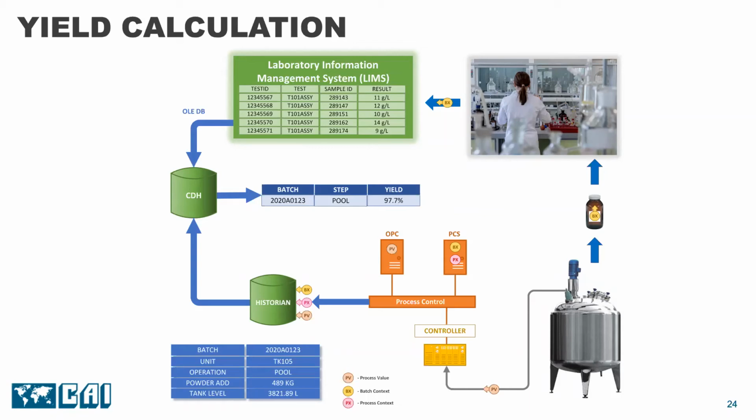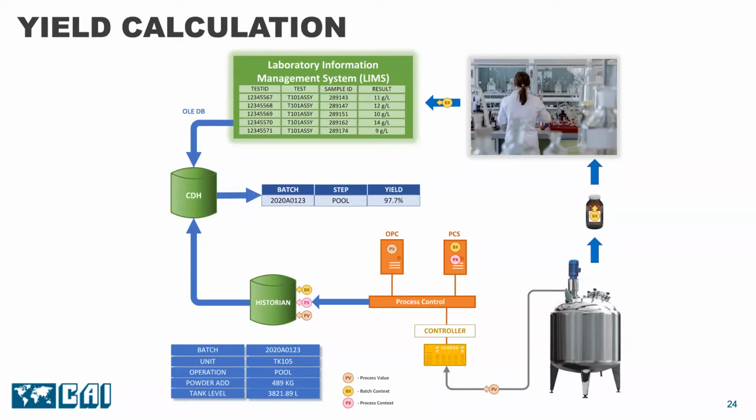OLEDB is like OPC for databases. We don't have to understand the details of each specific database that supports the standard, but all modern databases, SQL Server, Oracle, MySQL, etc., support it. Our contextualized data historian pulls the LIMS database and pulls our test results and stores them in batch context.